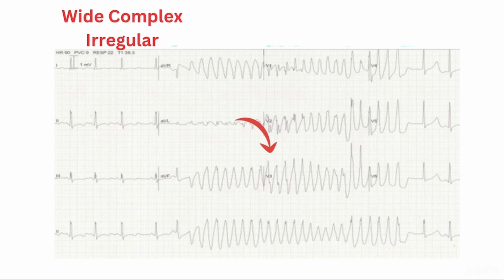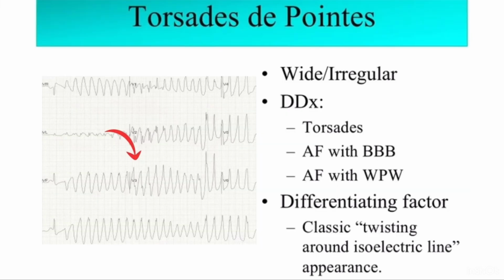The 3 differentials are 1. Torsades de pointes, 2. Atrial fibrillation with bundle branch block, 3. WPW syndrome with atrial fibrillation. Final diagnosis, torsades de pointes, identified by the twisting of the points. Electrolyte correction is key here.